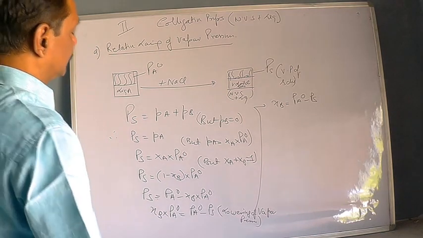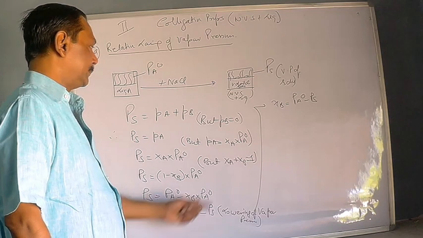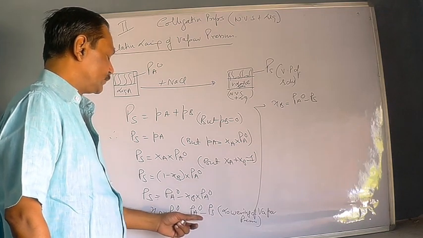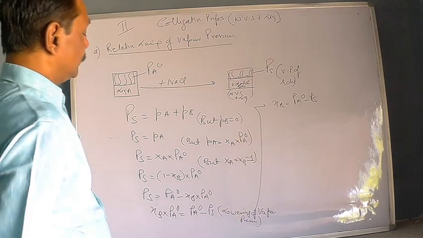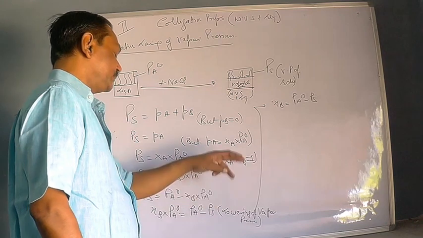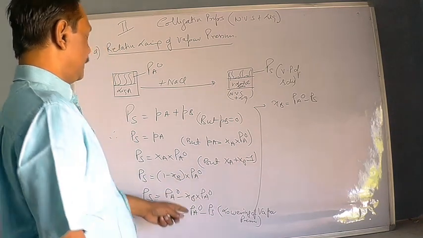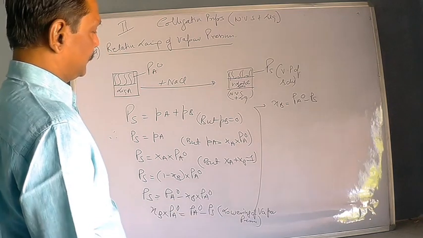Let us take an example. Suppose the vapor pressure of liquid A was 100, and the vapor pressure of solution is 75. So 100 minus 75 gives you 25. And what is that 25? It is 25 millimeter mercury pressure. The vapor pressure has been lowered. So PA0 minus PS gives me the expression lowering of vapor pressure.